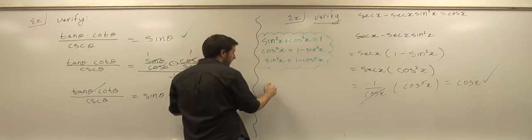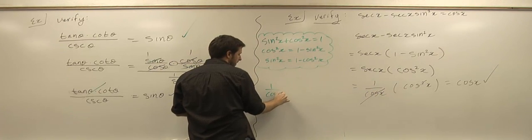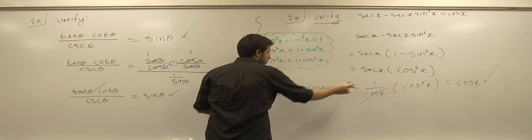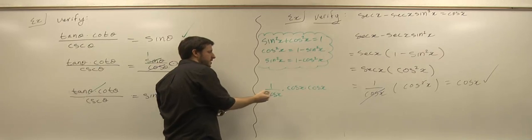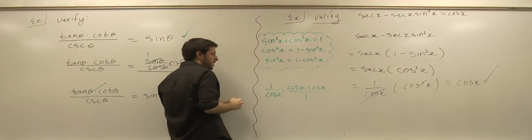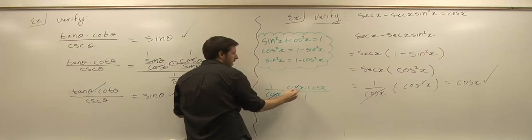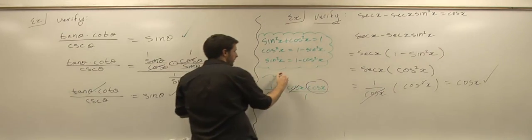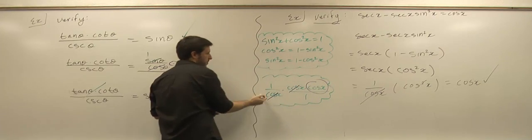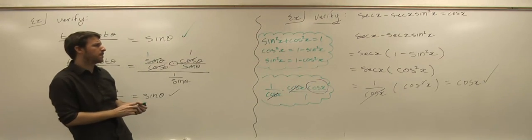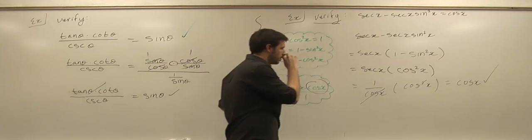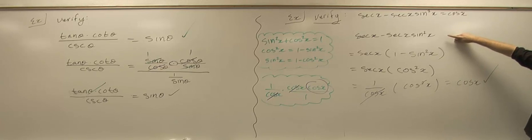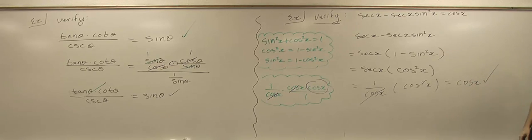Right, so right here, I really have 1 over cos x times cos x cos x. If you think about what the square means, it means you had cos x cos x. So the way this reduces, one of the cosines goes away, you're just left with that. So this is one way to do this problem.